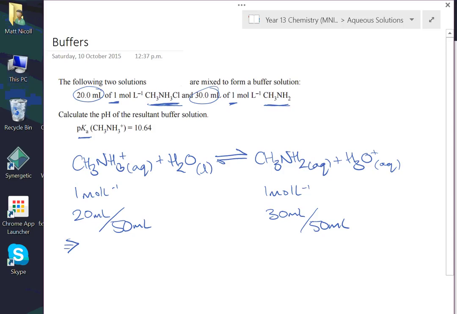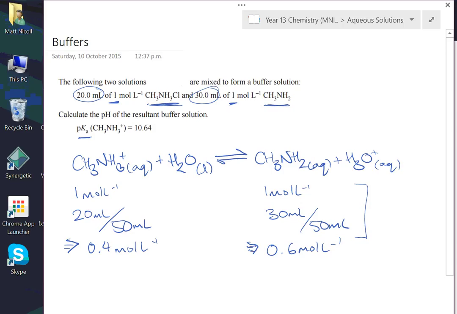Now, you're not going to always start with 1 mole per litre. You'll often get ones that are a bit more complicated than that. So I'm also going to be careful by doing it on my calculator and not make any silly mistakes. So I just go 1 times 20 divided by 50 equals, and I get 0.4 moles per litre. So in this new solution, the concentration of the acid is only 0.4 moles per litre. And in the new solution, 1 times 30 divided by 50, so for this one here, ends up being 0.6 moles per litre.